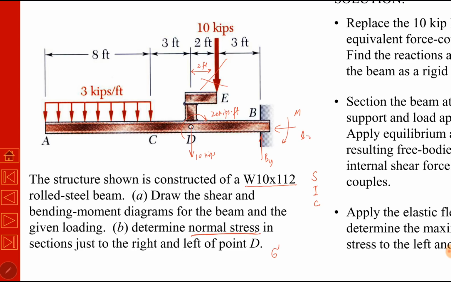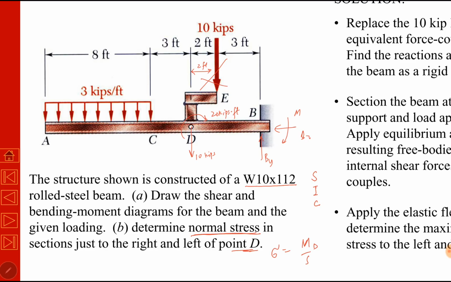So normal stress is equal to moment divided by section modulus. So at point D, we will find moment. They are not asking about maximum normal stress. They are asking normal stress at the left and right. So at the left of point D, we will find moment, and then at the right of point D, we will find moment. And by putting it in this expression, we can find normal stress to the left and right of the section D.